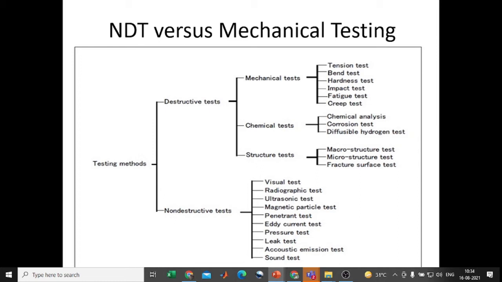There are a lot of diagrams available with that telescope and the microscope. In that, there are a lot of grain boundaries you can visualize, and also you can visualize the dark spaces that are available inside of those grain boundaries. These all come under the structure test. So these three types, mechanical test, chemical test, and the structure test, all come under destructive test.